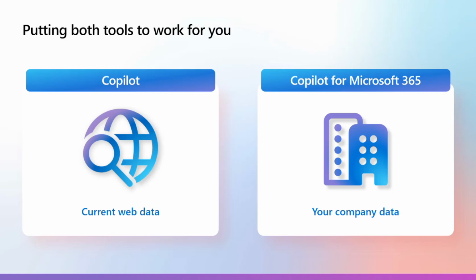Where you would use it, for instance, is if you wanted to create a new sales pitch based on a previous one that you've worked on. You can ask it that, and it will look back into all the files you've saved within your tenant, retrieve that information, and create you a new pitch deck. So that's the key difference: with Copilot for the web you're looking at the web, and with Copilot for Microsoft 365 you're looking at everything in your applications.